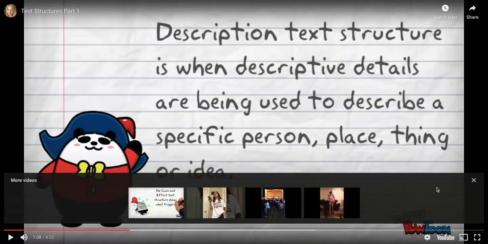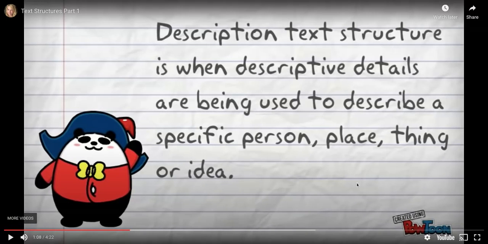All right, so the first text structure that we're watching in the video is description. Description text structure is when descriptive details are being used to describe a specific person, place, or thing, or idea.